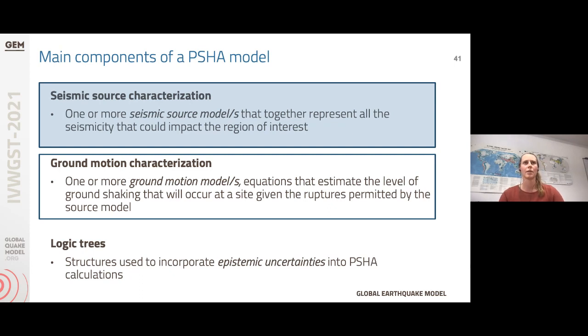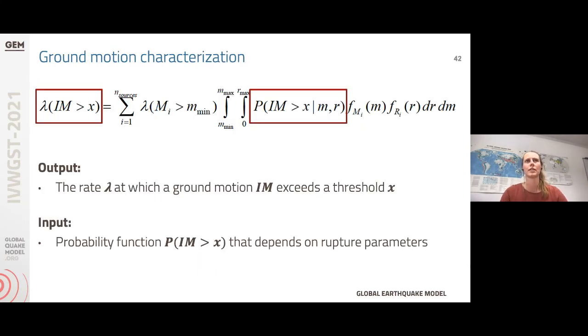So the next component is the ground motion characterization. To review, this is one or more ground motion models, which are used to predict the ground shaking that will occur when the ruptures modeled in the source model occur. The way that this exists in the hazard integral is that a probability distribution is generated for each rupture, depending on each rupture's parameters. Then the output is the rate at which the ground motion will exceed a certain threshold.